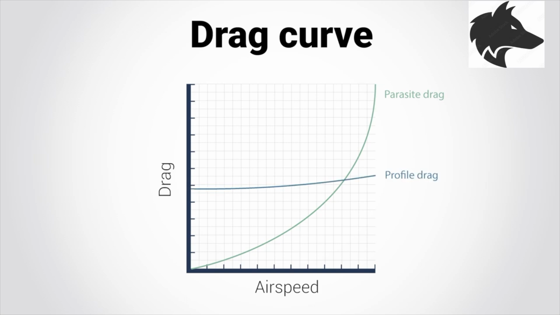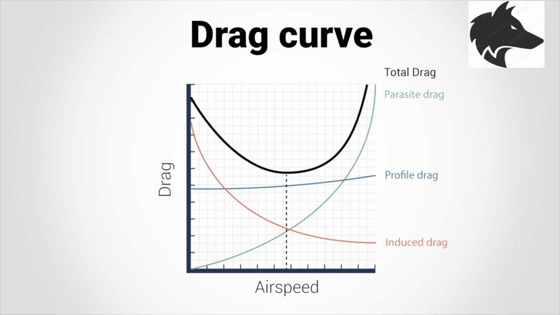Profile drag stays pretty consistent throughout, although it has a slight increase with airspeed. Induced drag will be at its highest at lower airspeeds and will tend to decrease rapidly with airspeed. Remember, induced drag is increased with any increase in angle of attack. Since we have a high angle of attack in a hover, we can expect plenty of induced drag.